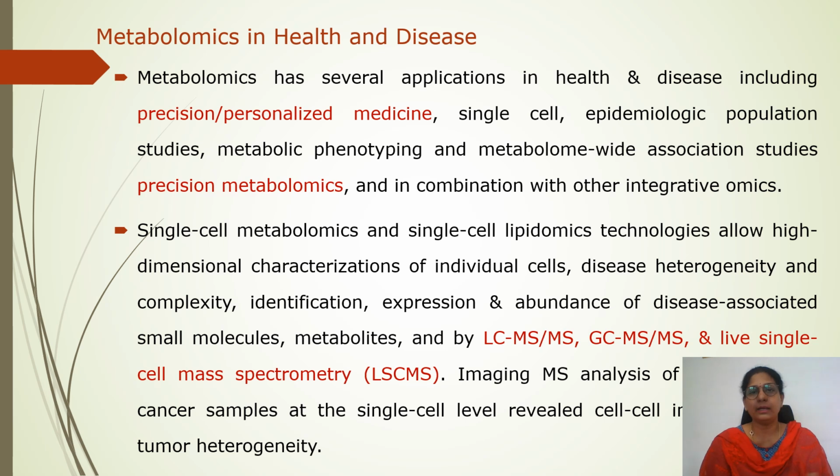So it has several applications in health and disease, and especially I have highlighted the keywords: precision, personalized medicine, single cell, epidemiological population studies, metabolic phenotyping, metabolome-wide association studies, precision metabolomics. This is very important, in combination with other integrative omics. I already mentioned what omics is. It is the suffix of a trilogy like genomics, proteomics, and metabolomics.